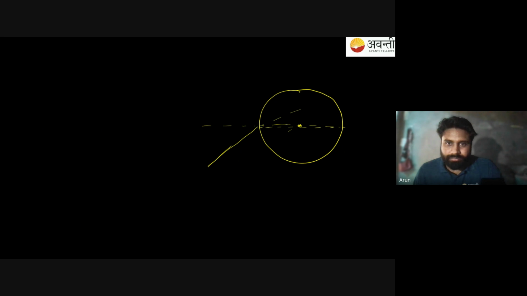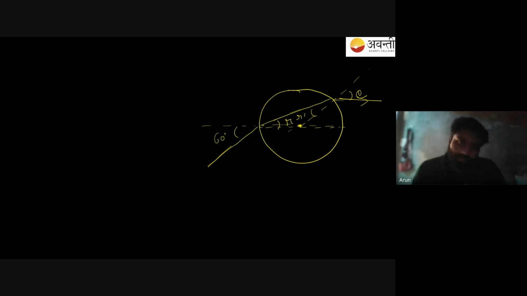And going in this direction. Okay, and again this is the normal and this ray is moving away from it at an angle of E. Okay, this angle is 60. This angle is R. This angle is R dash. This angle is E.